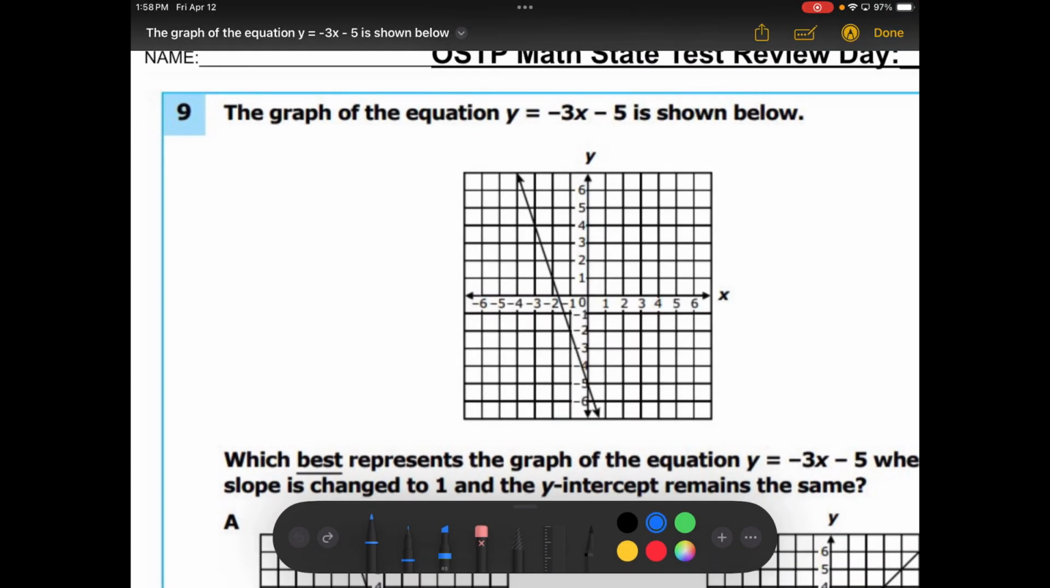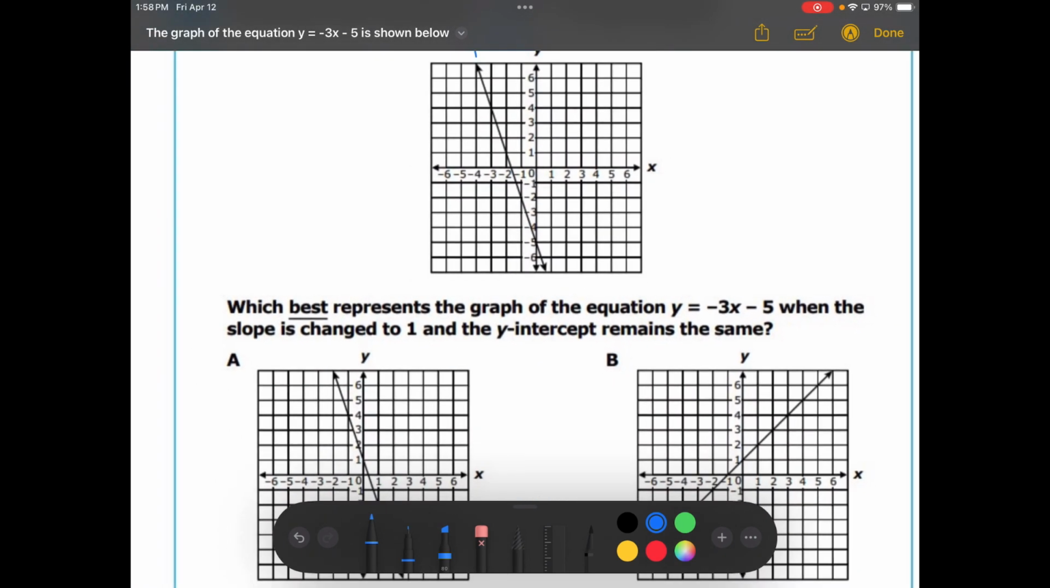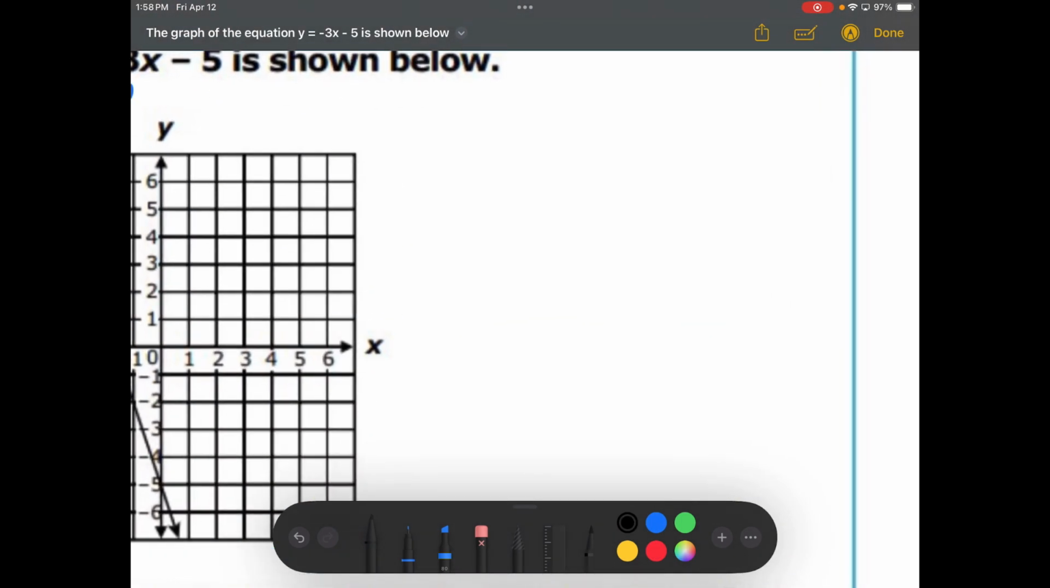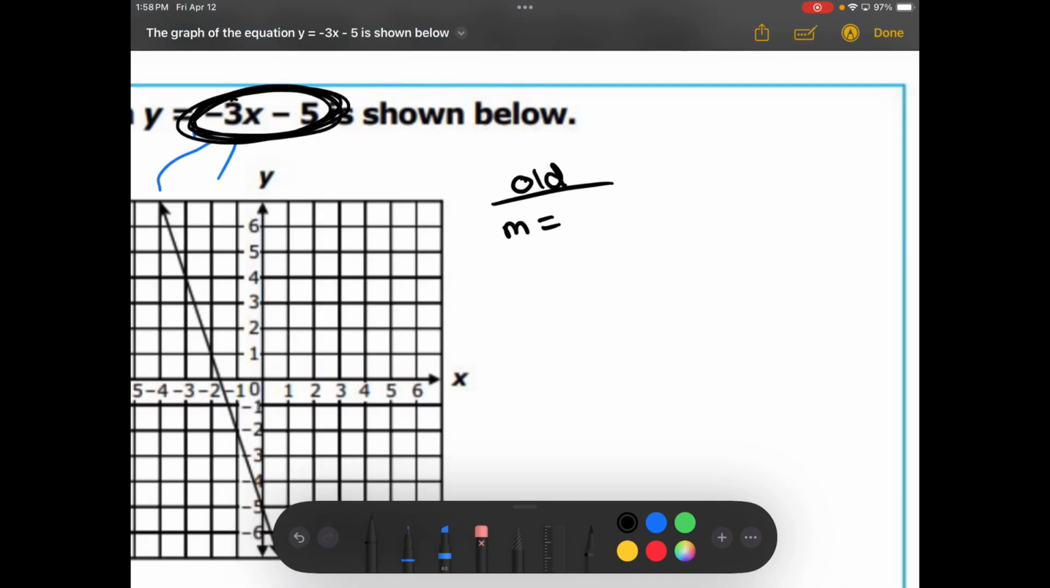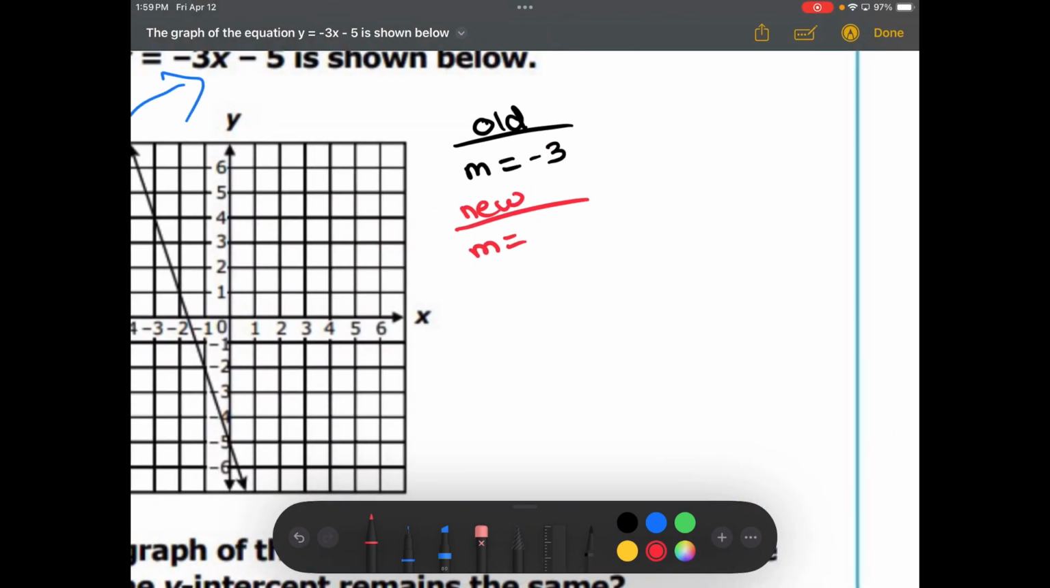And last one. The graph of the equation is y equals negative 3x minus 5. So this graph goes with that equation. Which best represents the graph of the equation y equals negative 3x minus 5 when the slope is changed to positive 1 and the y-intercept remains the same? Okay, let's talk about it. First, let's talk about the old slope or the original slope. What's the original slope? What is the original m? What number? Negative 3. Now let's talk about the new slope. What is the m that it's changed to? What does it say? It changed to 1.